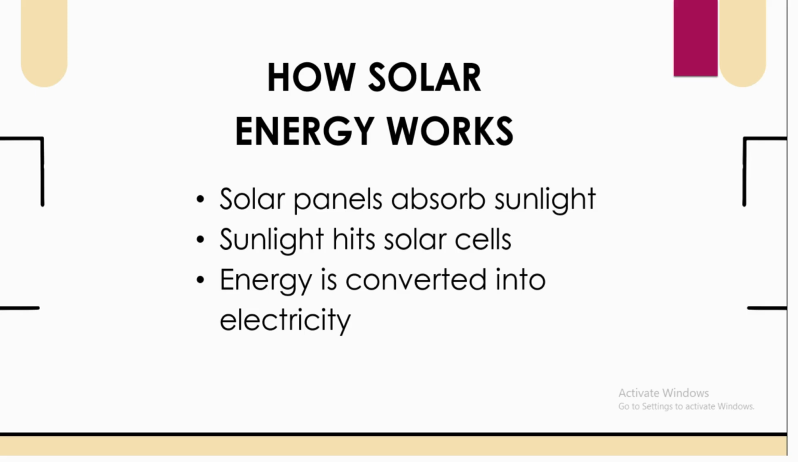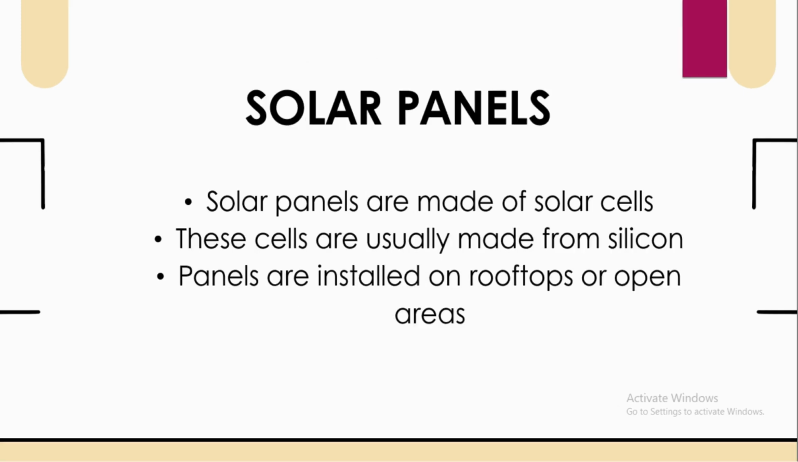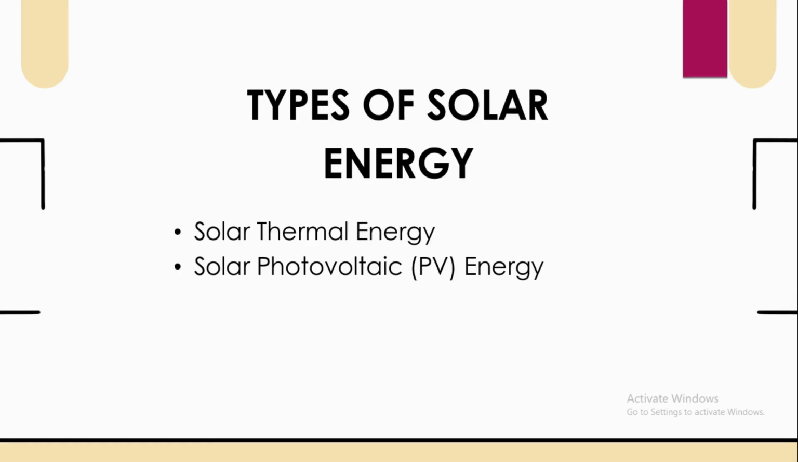Now, how does solar energy work? Basically, solar panels absorb the sunlight. The sunlight hits the solar cells and the energy is converted into electricity. How do solar panels work? Basically, solar panels are made up of solar cells. These cells are usually made from silicon and the panels are installed on rooftops or open areas.